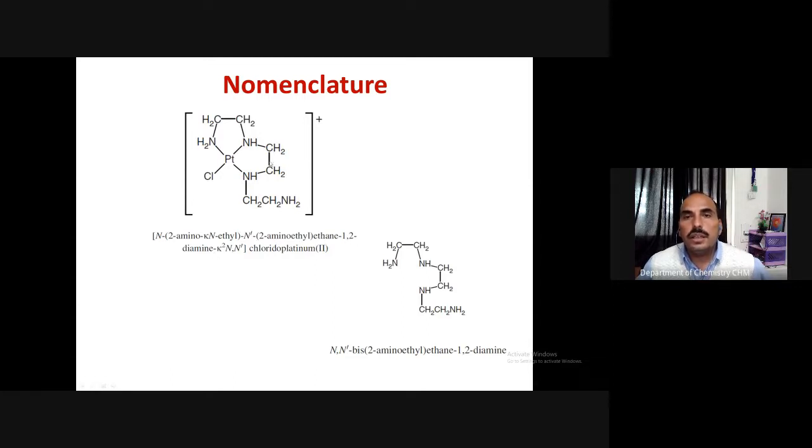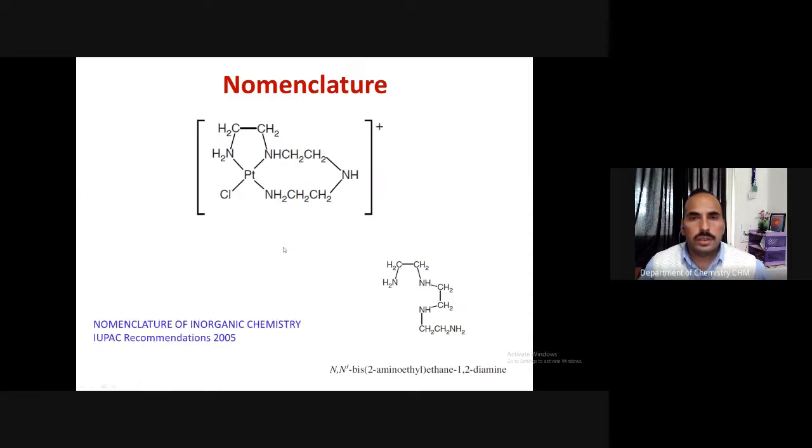This is the ethane 1,2 diamine. Both these nitrogens are coordinating to the platinum, right? So you can use kappa 2. 2 means there are two of them coordinating, N and N prime. So ethane 1,2 diamine, kappa 2 N and N prime, chlorido platinum 2, right? It's very simple. If you look at it carefully, it's not very complicated if you actually use the kappa convention.